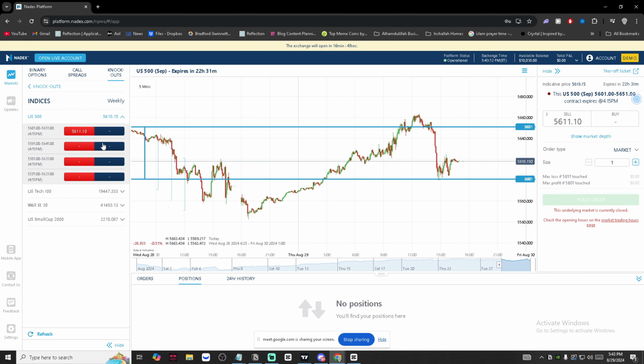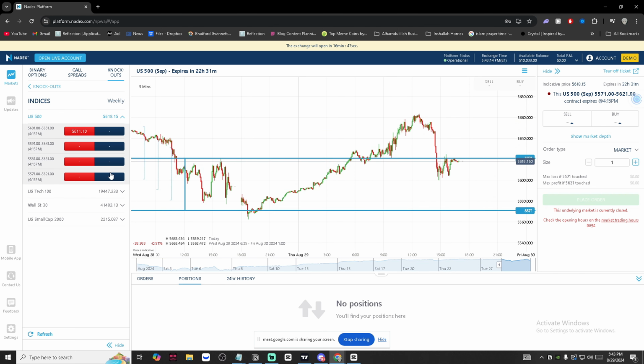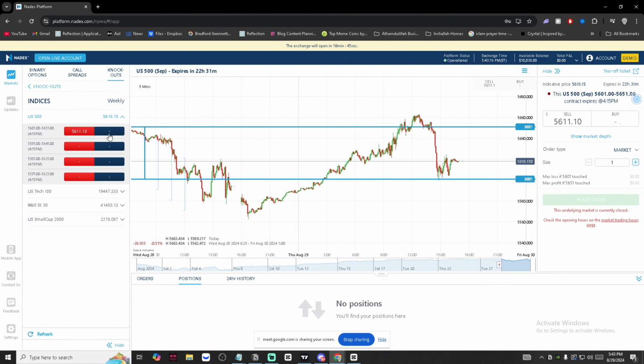Yeah, of course. So it's called Nadex. It's very cool. It's called Knockouts. It's super cool. It's just like futures, and once again you have your take profit and stop loss.